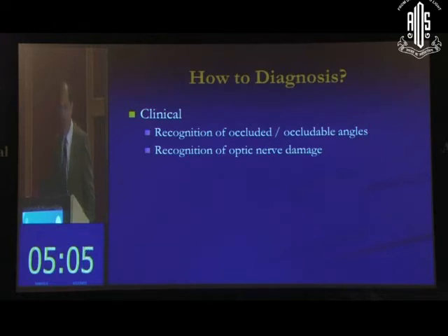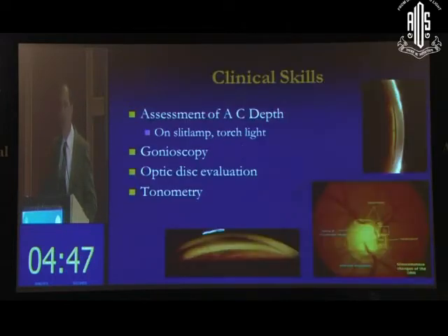So the question is, how do we diagnose glaucoma, angle closure disease? Diagnosis is basically clinical, and it's based on 2 factors. One is the recognition of the occluded or occludable angles, and second is the recognition of the optic nerve damage. So these 2 things are very important to diagnose angle closure disease. And how do we diagnose them?